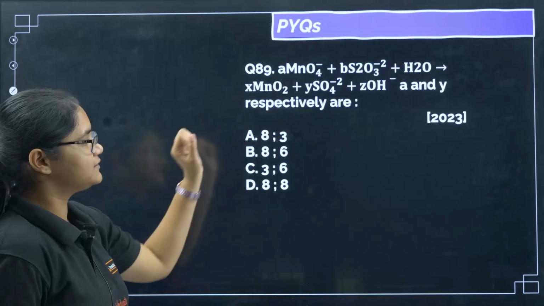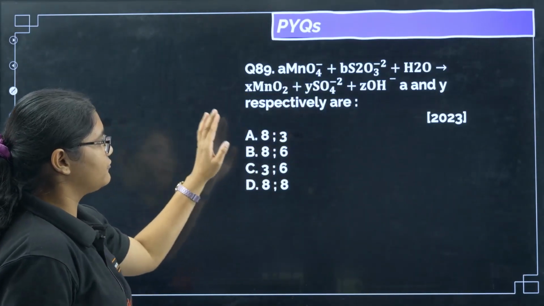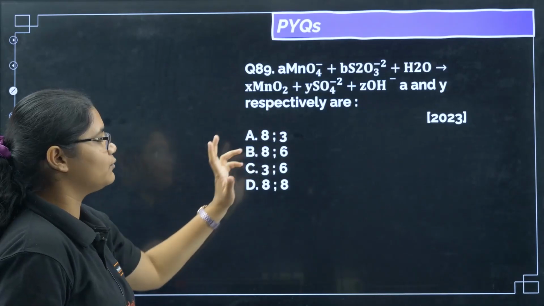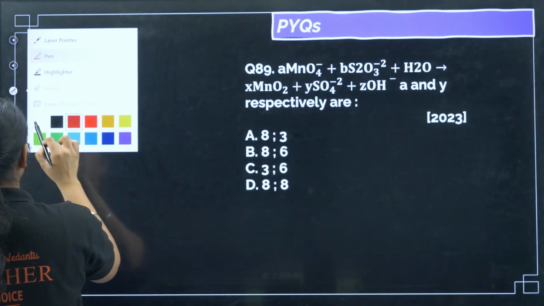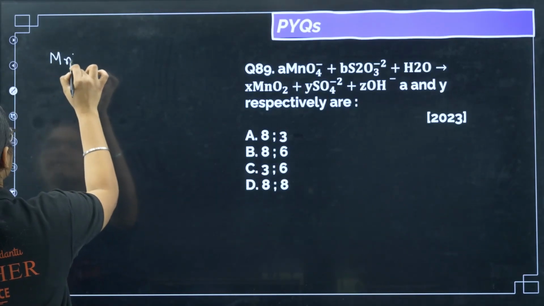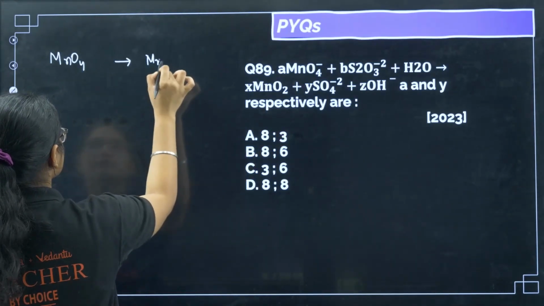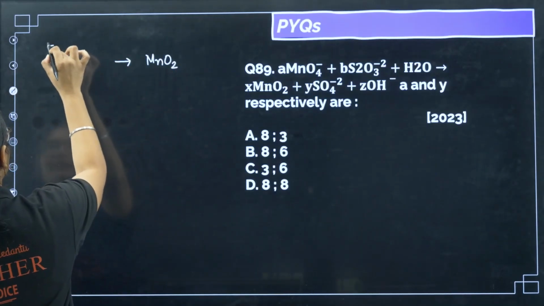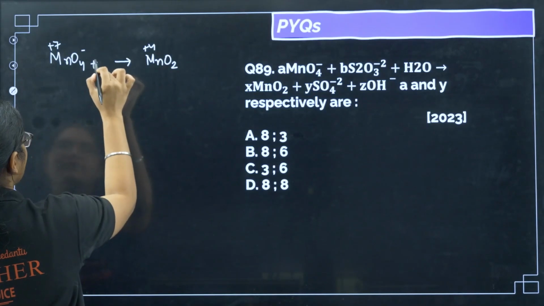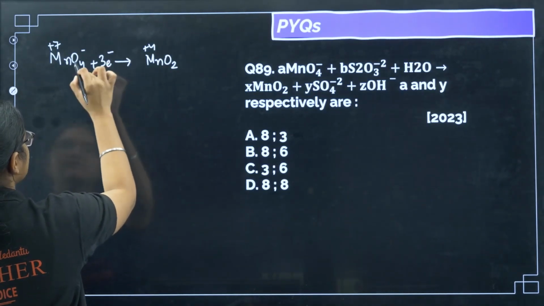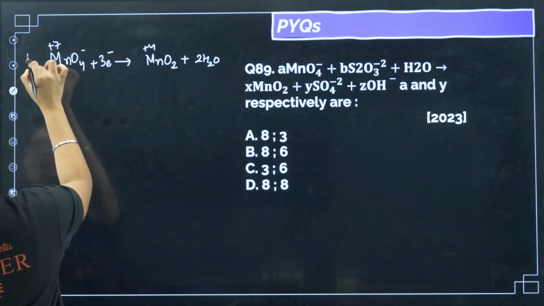Next question is from redox reaction, let us solve it. We have to balance this equation. You can see it is in basic medium, I have OH minus, and you have to find the values of a and y respectively. Fine, let us do this. So first I have MnO4 minus, which is getting converted to MnO2. This is plus 7 and this is plus 4. So plus 7 to plus 4, I will have a reduction of 3 electrons, then I have 2 water, and then I have 4 H plus.